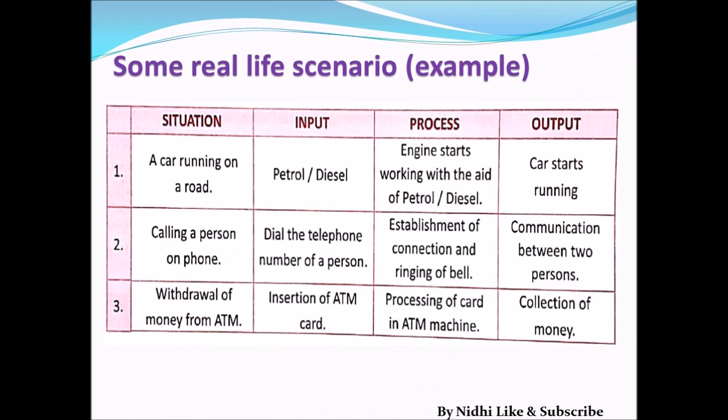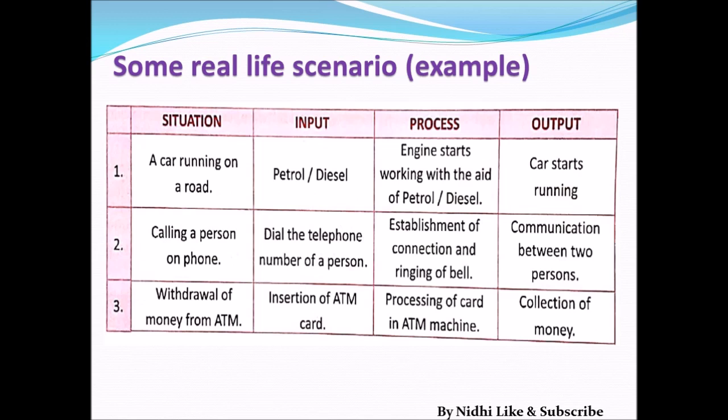Second situation, calling a person on phone. Here dialing the telephone number of a person is the input, establishing connection and ringing of the bell is the processing, and the communication established between two people is the output. Third one is withdrawal of money from an ATM. Insertion of the ATM card is the input, and then processing of the card in the ATM machine on the basis of certain rules, like whether the card number is correct or not. And the output will be the collection of money. So these are the real life scenarios where we can find input, processing and output.